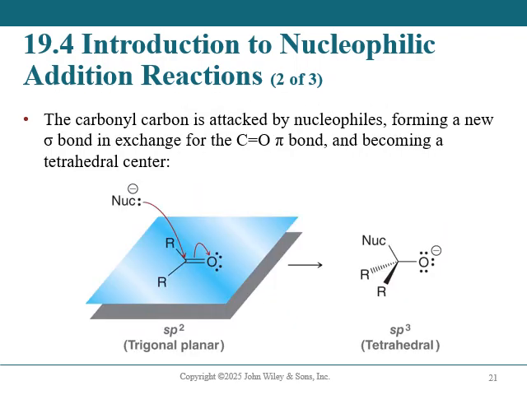The carbonyl carbon is attacked by nucleophiles, forming a new sigma bond in exchange for the carbonyl pi bond, and becoming a tetrahedral center. As you can see, you get the attack here, a lone pair of electrons moves, and the resulting change would be from going from a trigonal structure to a tetrahedral structure.